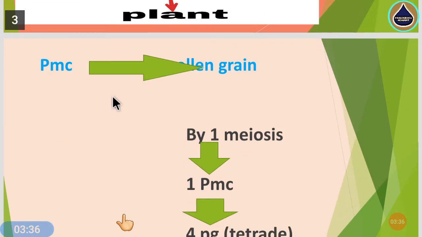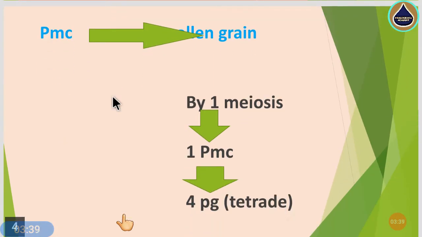Now we'll go for the number of cell divisions that is needed for the formation of this pollen grain. Dear students, you can see here there is a term PMC, meaning pollen mother cell. This pollen mother cell is a diploid cell having 2n number, and it is needed for the formation of the pollen grain, because the pollen grain eventually forms the male gamete by the process of meiosis cell division.